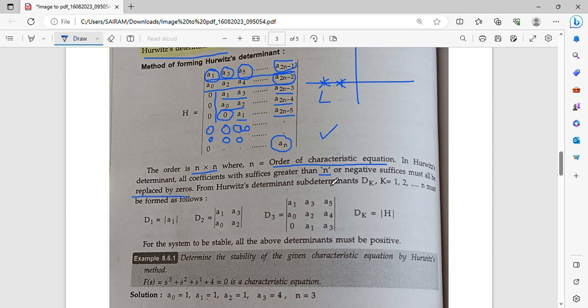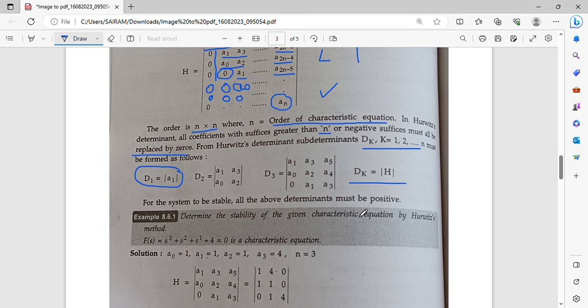From the Hurwitz determinant, the subdeterminants Dk, k equal to 1, 2 till n, must be formed as follows. D1 is the modulus of a1, D2 is the modulus of a1 a3 a0 a2, and D3 is equal to a1 a3 a5 a0 a2 a4 and 0 a1 a3, and Dk is equal to the modulus of H, right?